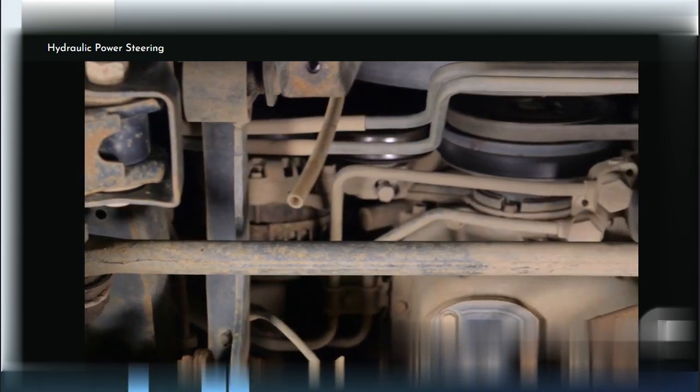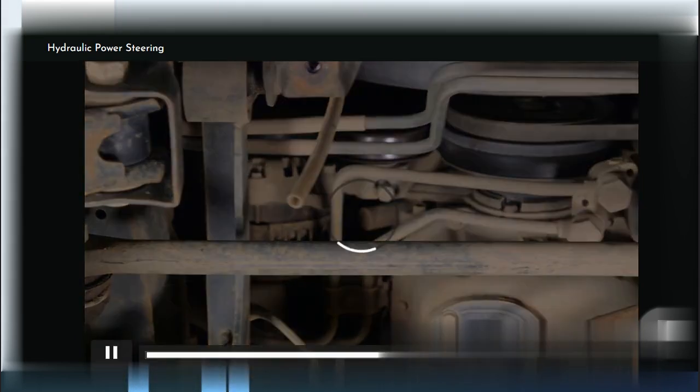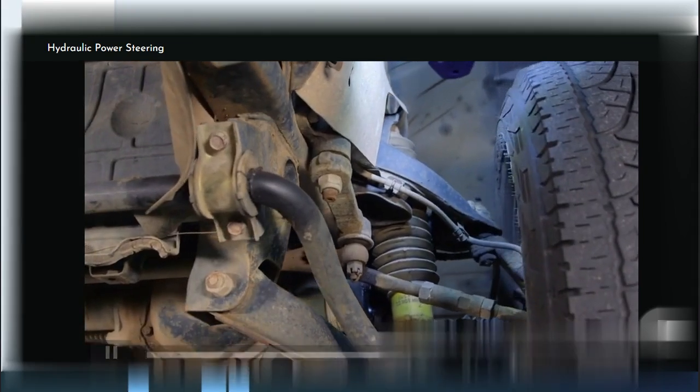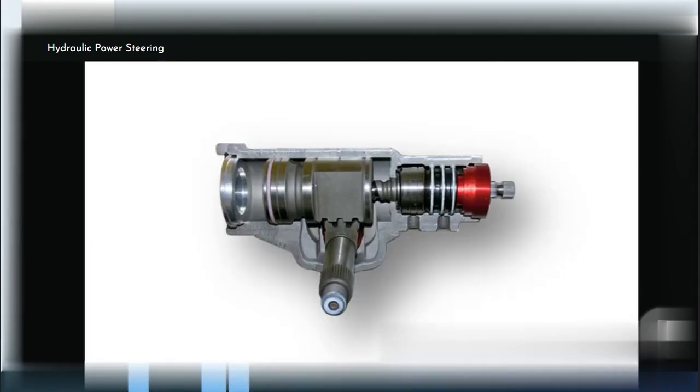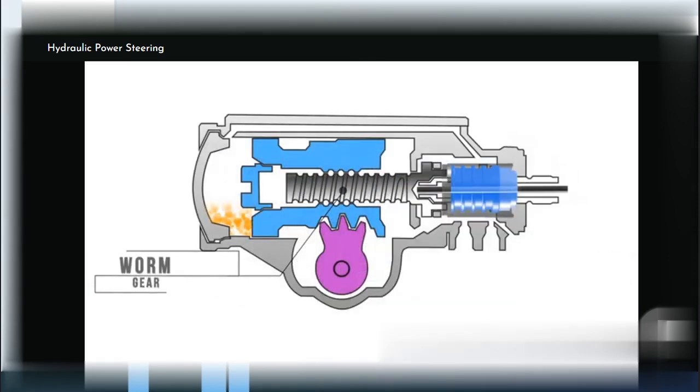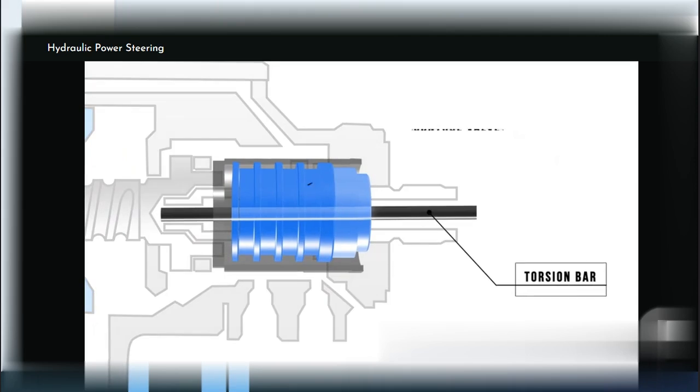The rotary control valve can be adapted to suit all types of integral gear style steering boxes. In these designs, the valve is mounted between the input shaft and the worm gear. A torsion bar and control sleeve are used in the same manner as the rack and pinion system to control the flow of pressurised fluid to the steering gear.